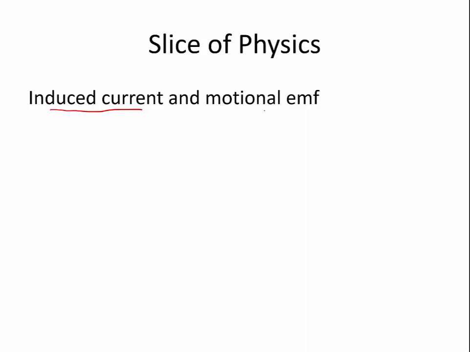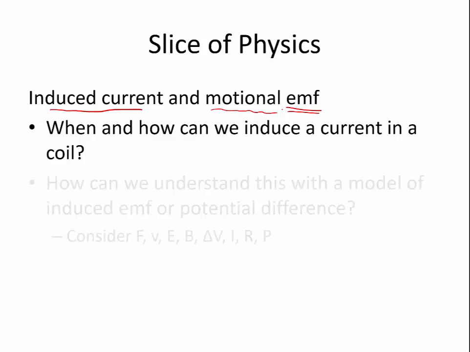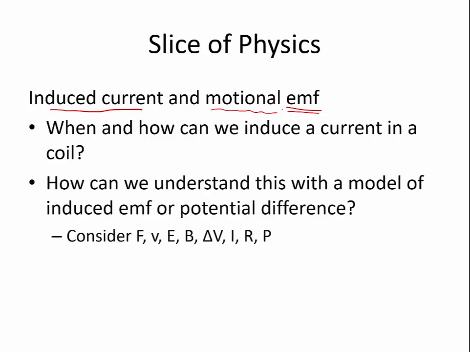In order to induce a current, you first got to induce a potential difference or EMF. So we're going to discuss the concept of a motional EMF. We're going to see when and how we can induce a current in a coil, and we will understand this with a model of induced EMF, potential difference. And we will consider a whole bunch of things that we've been talking about: forces, speeds, electric fields, magnetic fields, potential difference, current, resistance, power. All right, and we'll bring a lot of this together in this video.